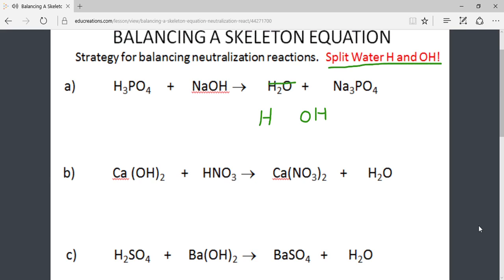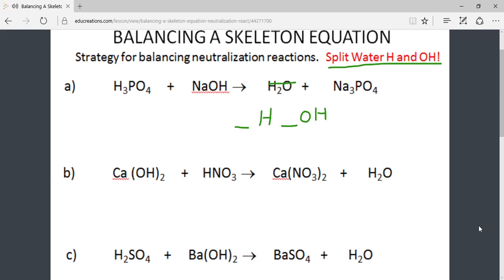This will allow us to look at the H by comparing the H on the reactant side, and the OH by comparing the OH on the reactant side. Independent coefficients in front of H and OH will be obtained. These coefficients should be identical if you have correctly balanced.